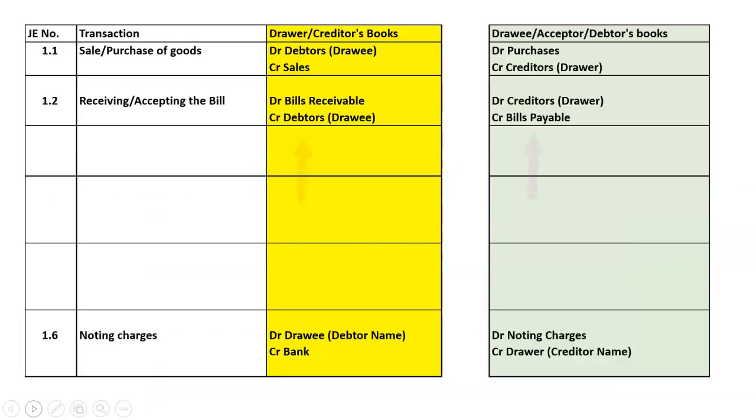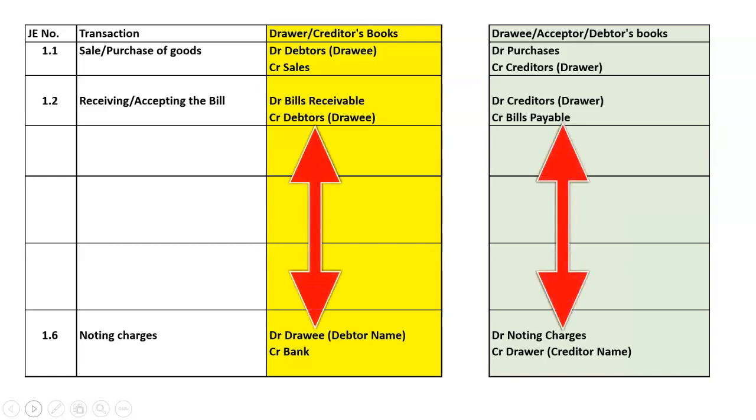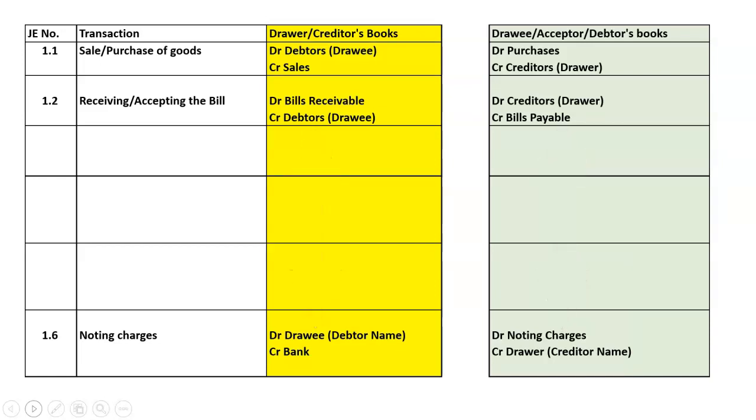In all our scenarios, the first two entries and the last entry about noting charges will remain the same. Only the entries in between will change, showing the difference in each scenario. Our current scenario is when a bill is sent for collection. In the drawer's books, when a bill is sent for collection, the asset, namely bills receivable, gets replaced with another asset, namely bills sent for collection. There will be no entry in the books of the drawee.